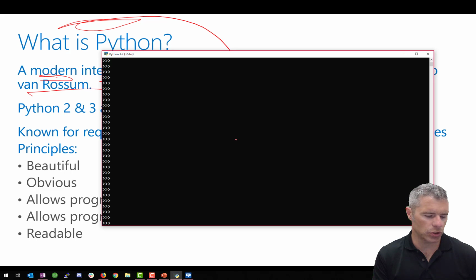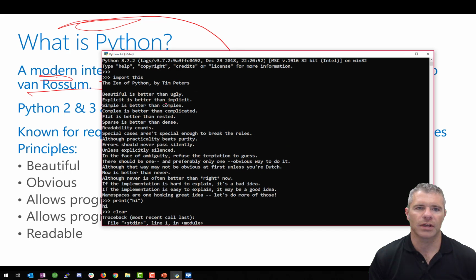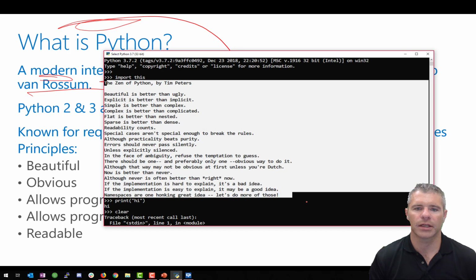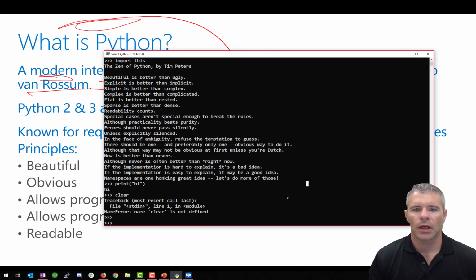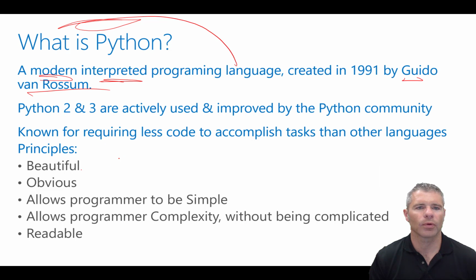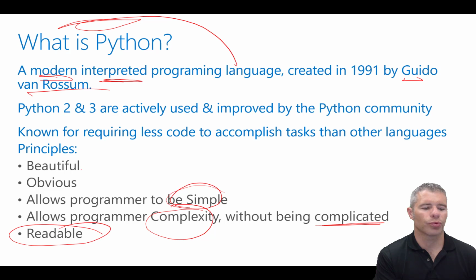A cool Easter egg you can do in Python is import this, and if it's the first time you've done it, you get this output, the Zen of Python, by our friend Tim Peters. I've been banging around on this console for a little while. That tells you about what we're going to talk about here: beautiful, obvious, simple to the programmer, and it allows us to be complex or simple without being complicated, and that it stays readable. That's the philosophy that's been laid out by our man Guido here.